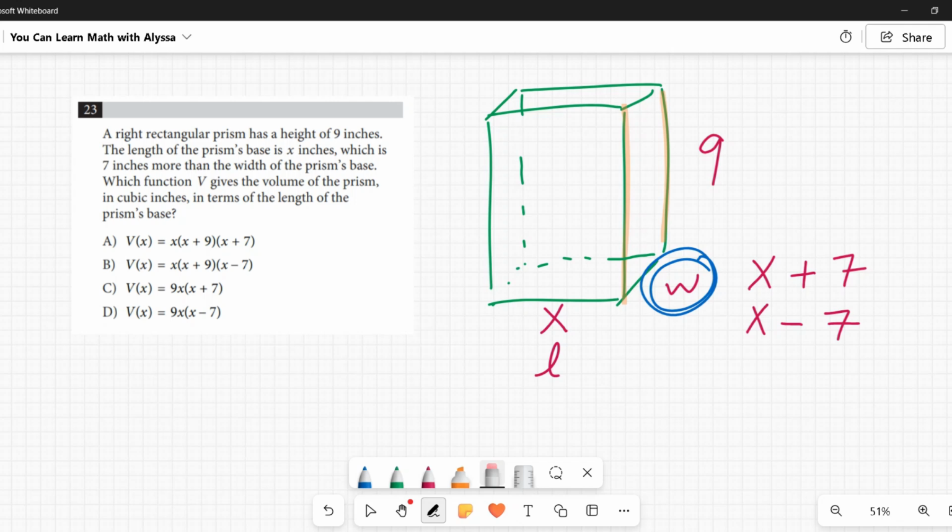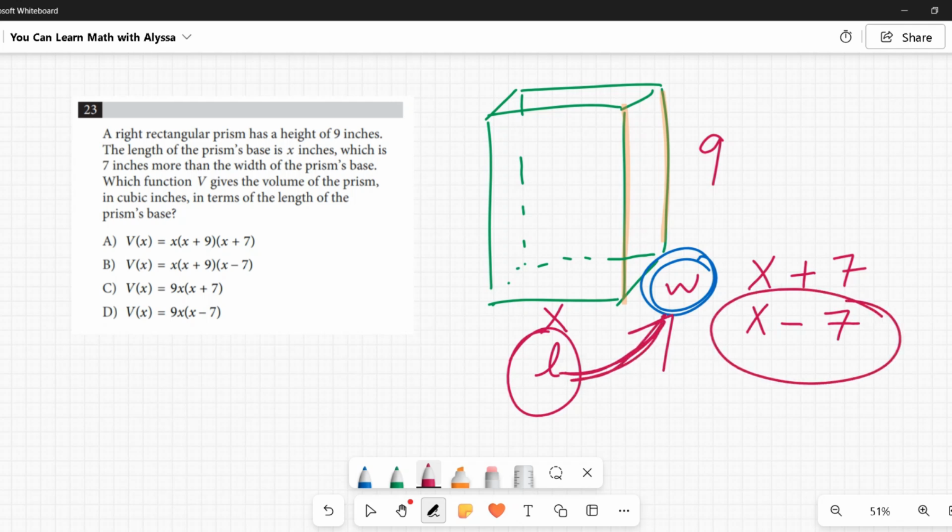However, my x is my length. So I'm starting at length and getting to width. So to go that way, I need to subtract 7. This is so easy to get tripped up on. Please read these problems carefully. They love disguising problems that you've done 1,000 times, but putting different verbiage and wording to trip you up. They love it. Don't let them do it.